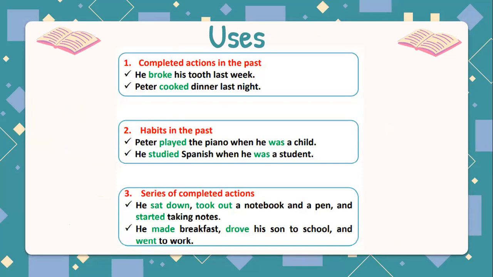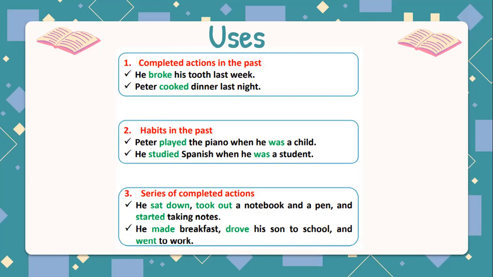There are three main uses for the past simple tense. First, for completed actions in the past. So we use the past simple tense to express actions that started and finished at a point in the past. For example, he broke his tooth last week. So he broke is already an action that took place at a specific point in the past, which is last week.